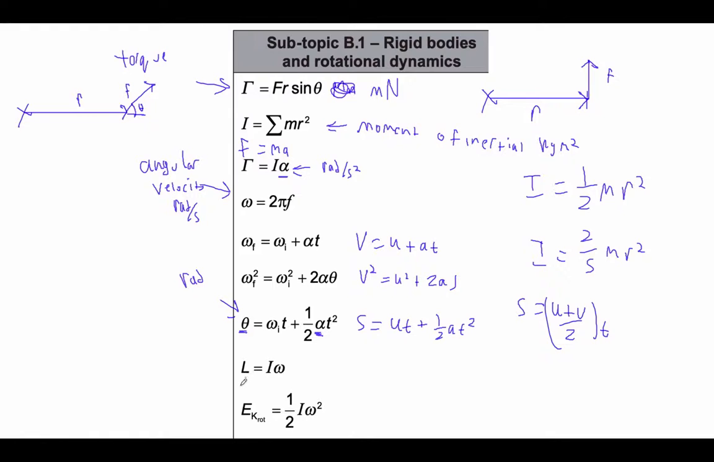Okay, and I don't think they're going to give you RPM conversions. I don't think people in Wales know that there's people in America using revolutions per minute, right? Maybe there are. And then this is angular momentum.